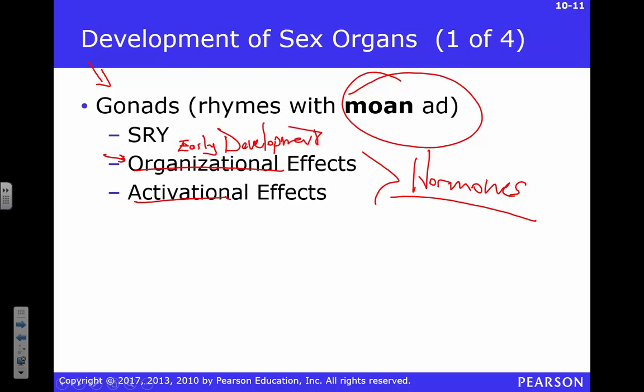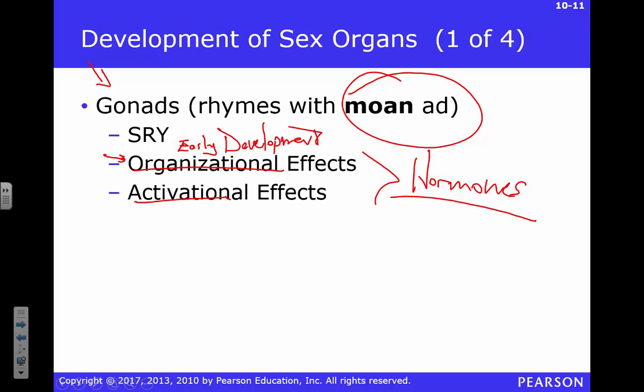Most of this is going on while you're a fetus, right? While you're still cooking in a uterus. You're going to be exposed to various hormones. If you're exposed to the right combination of hormones, you will sort of wither away the female reproductive system and develop a male reproductive system. If you're not exposed to those hormones, then the female reproductive system will continue to develop.